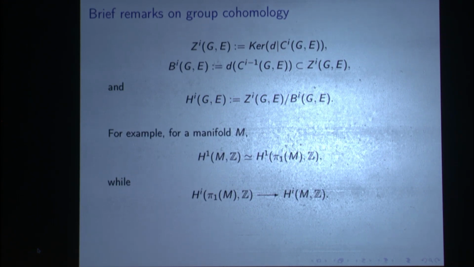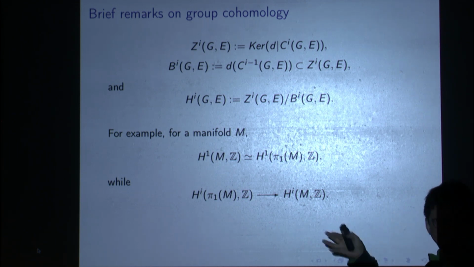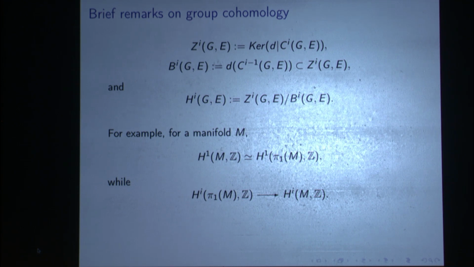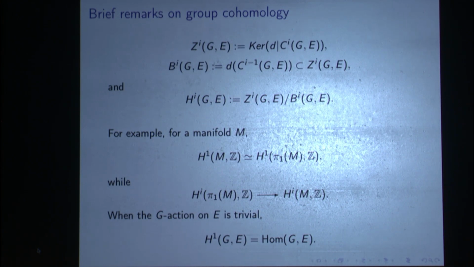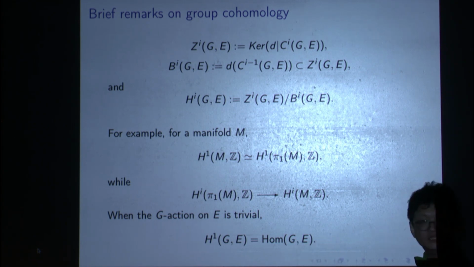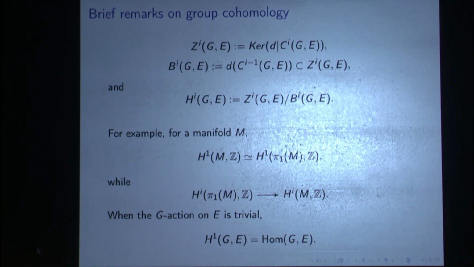So for example, when you do this for a manifold, the H1 of a manifold can be computed in terms of the group cohomology of its fundamental group. This is a convenient fact that comes up sometimes. But higher cohomology of the group maps to the cohomology of the manifold, and in general these are not equal, unless M is a K(π,1) or something. Another simple fact is that if the G action on E is trivial, this cohomology becomes the same as homomorphisms from G to E. So these are all basic facts from group cohomology.